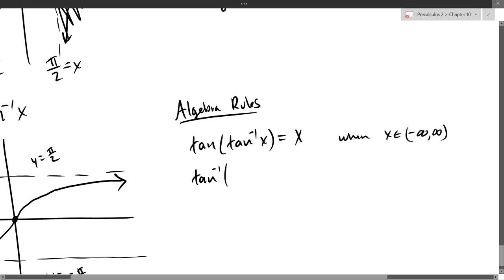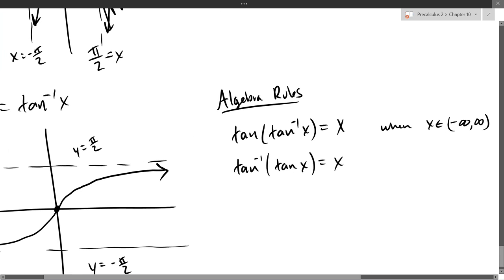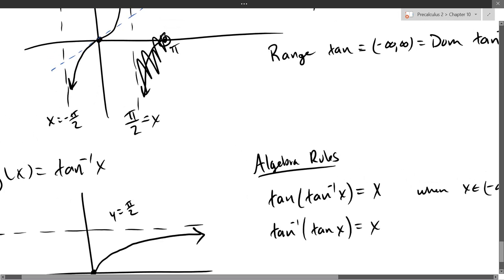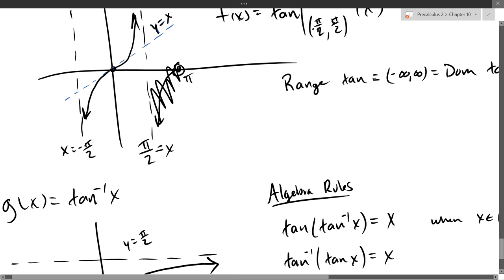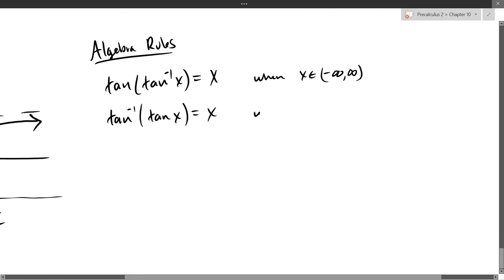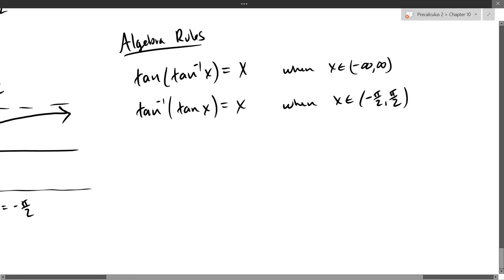When we go in the other order, they will cancel out, but we have to be more careful. Tangent x, regular tangent, we restricted the domain to negative pi over 2 to pi over 2. So that's not very many x values. So there's our algebra cancellation rules.